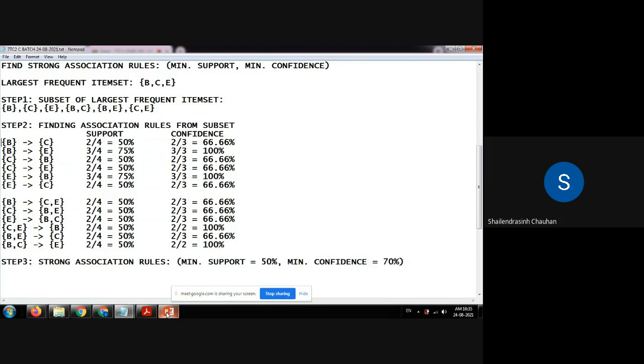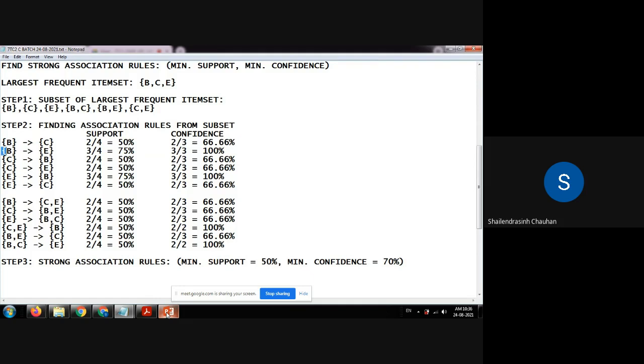And so which rules are fulfilling the criteria? Is this fulfilling? Is it having minimum support, minimum confidence? Okay. Minimum support is 50%. Is it having 50% or greater support? Yes. Minimum confidence is 70%. Is it having confidence greater or equal to 70%? No. So we cannot consider this as a strong rule. Why? Because it is not fulfilling minimum support and minimum confidence both.